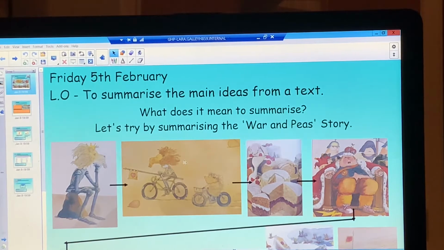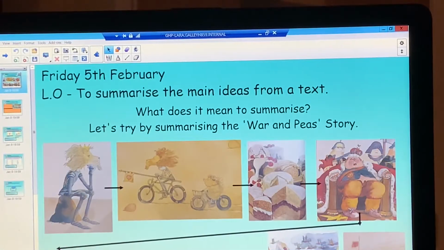Good morning Year 3 and welcome to Friday's English lesson. Today's learning objective is to summarise the main ideas from a text. So what does it mean to summarise? To summarise means to give a brief explanation of the main points of a story. So let's have a go at summarising the War and Peas story.